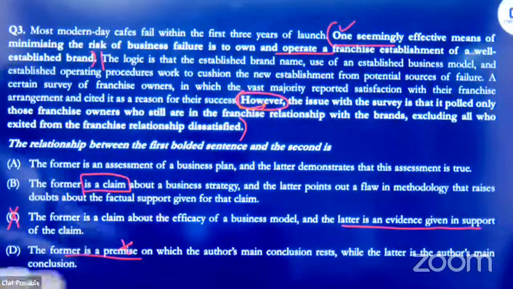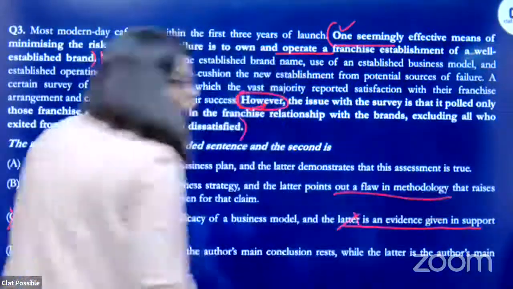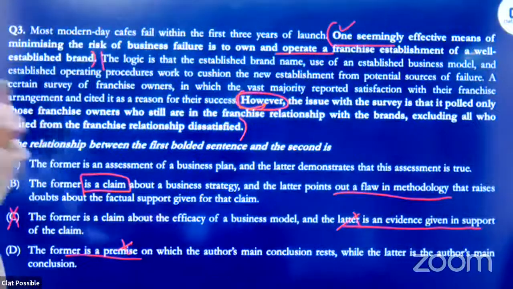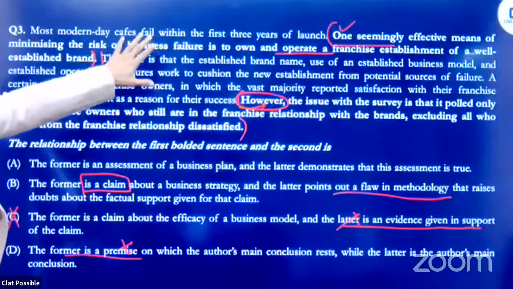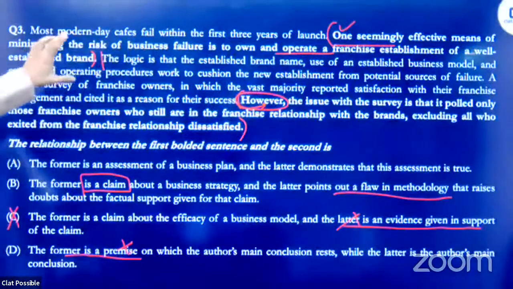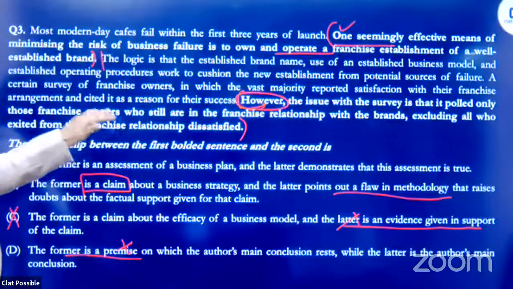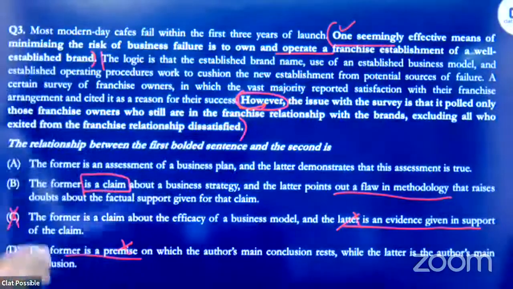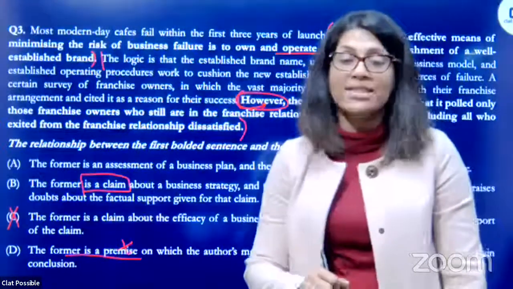But the latter is not giving support. It is actually showing why the claim will be bad. It is talking about issues not with the franchisee business, but with the way in which the author has given the premise. So the author supports by saying that, yes, it is a good thing. Many people who are running franchisees are happy. But the second part, starting with however, says, however, the survey only looks at people who are running franchisees.